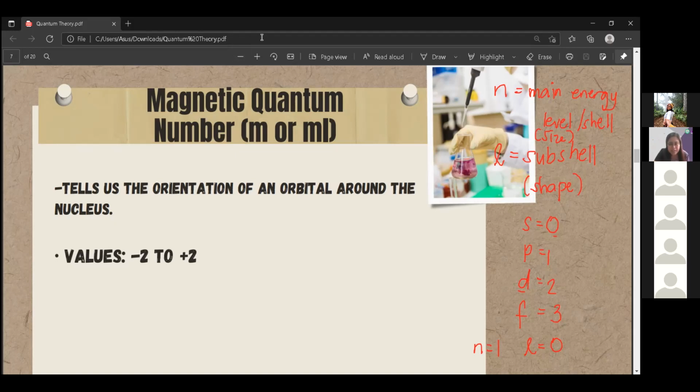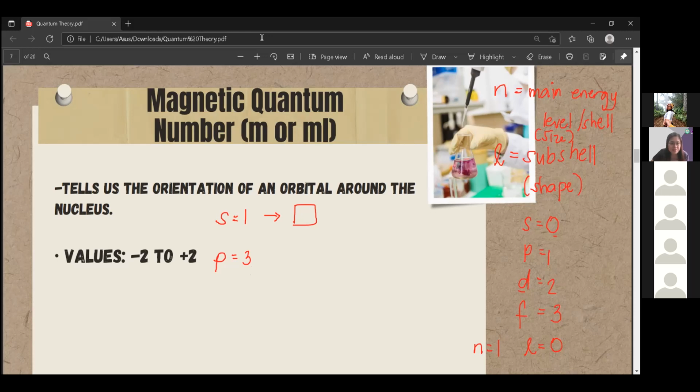Di ba sabi ko kanina, si S merong isang orbital. So, kung i-draw natin, gagamit tayo ng box. So, this will be one orbital only. For the P subshell, meron siyang tatlong orbital.